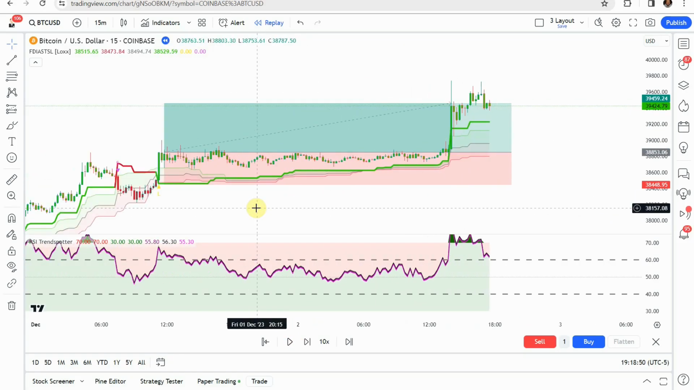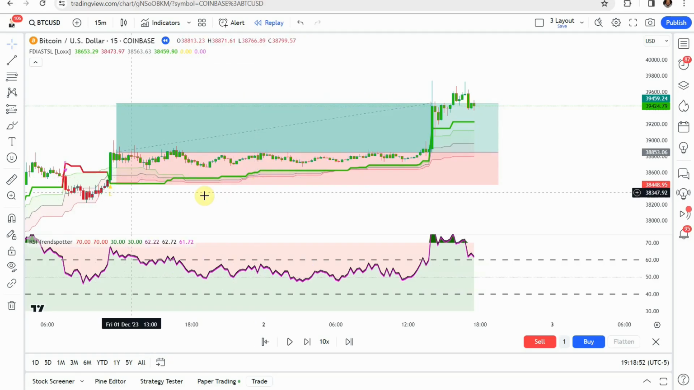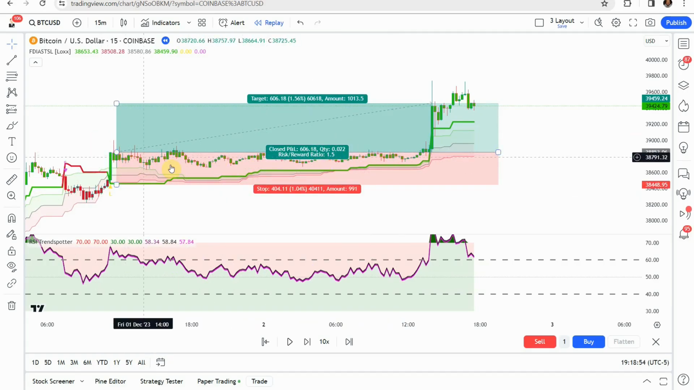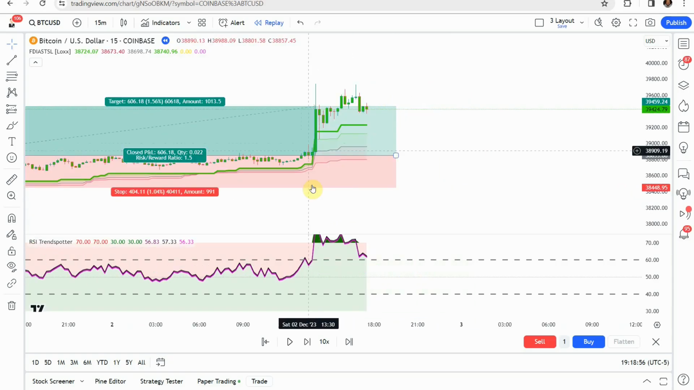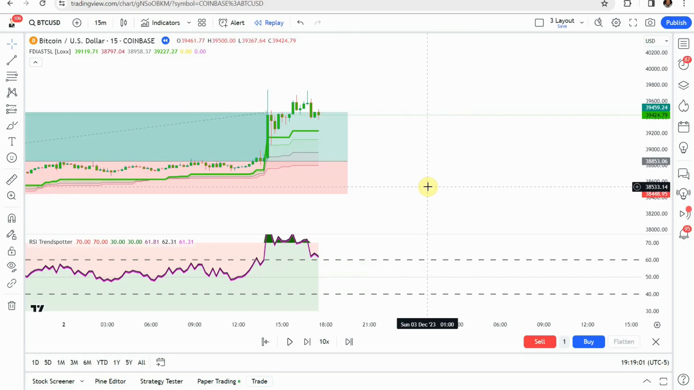Alright, so this one takes a decent amount longer to eventually play out. We get a lot of consolidation here, just kind of riding sideways for a while, and then we get this really big spike straight up, getting us to that take profit once again. Alright, so that puts us at the end of the testing right there.